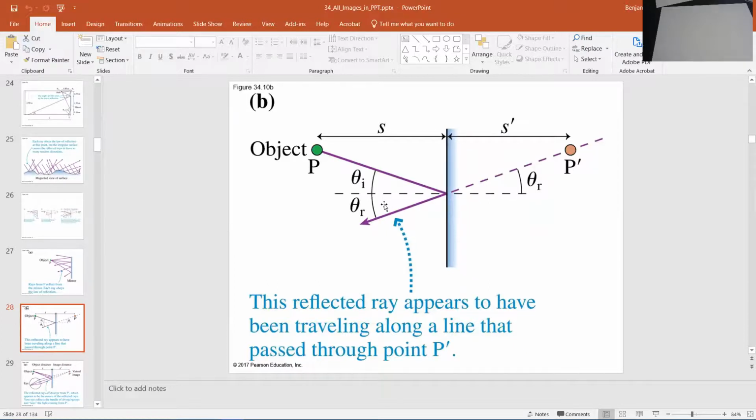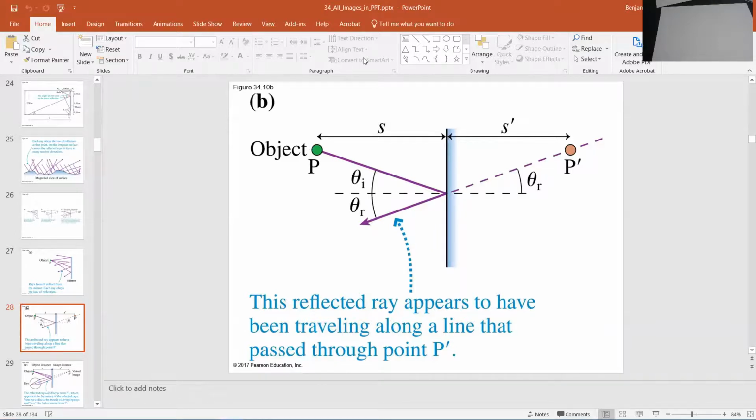Let's see, what can I say here? If theta I equals theta R, the angle of incidence equals angle of reflection, this angle here has to be the same as this angle. I think they call that vertical angles in geometry. And that's how we know that this angle is the same as this angle. So I'm going to do that on paper now, and we'll show that the image point is the same distance behind the mirror that the object is in front of the mirror.